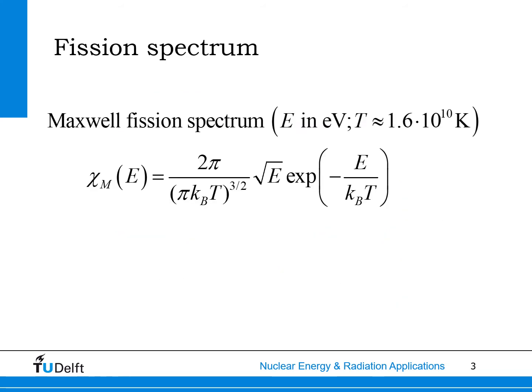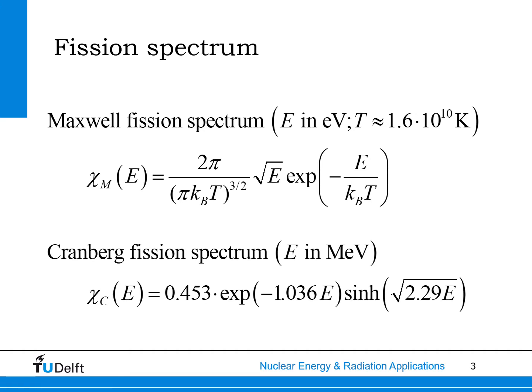Neutrons are produced in fission events with high energy, usually in the MeV range. The energy spectrum of fission neutrons can be described by two distributions. One is a Maxwell distribution with an artificial temperature of 1.6 times 10^10 Kelvin. And the other one is a Cranberg fission spectrum, shown in the lower formula on this slide, which contains an exponential function and a sine hyperbolic function.